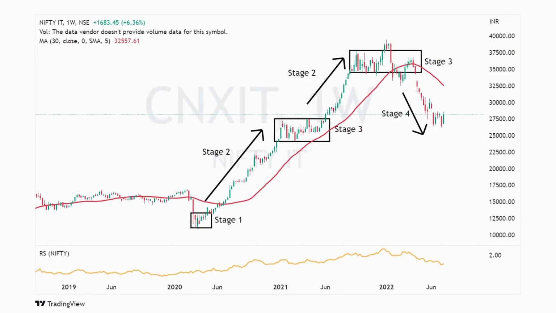So over here we are tracking the IT index, right? This simple stage structure also works on the indices and the sectors. So suppose I am looking at a stock within the IT sector, I would also want to check if the IT sector overall is in stage 2 or not. Because in case the sector is also in stage 2 and the stock is in stage 2, that increases the odds of success in my favor.